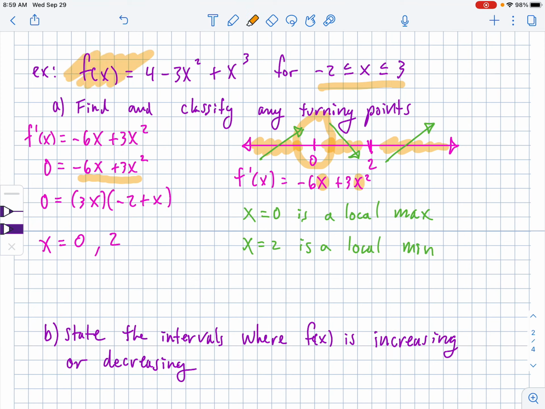Now, the one thing I didn't do is plug the 0 and the 2 back into the OG function to figure out what the coordinates are. When it said find and classify any turning points, let's see what they do in the book. I'm not sure if they want the actual coordinate or not. Oh, they do plug them back in. Okay, so plug these back in to the OG.